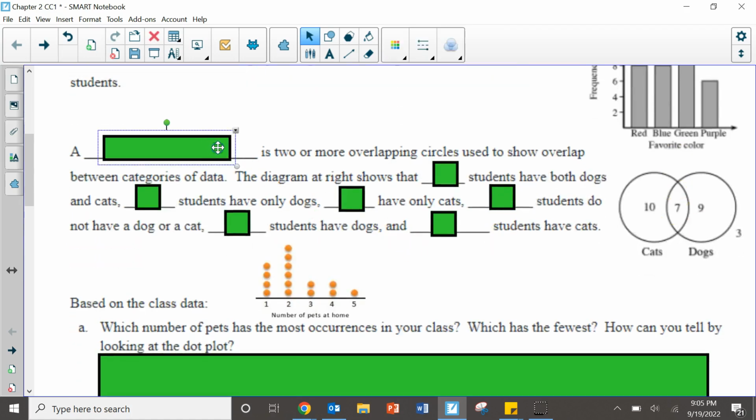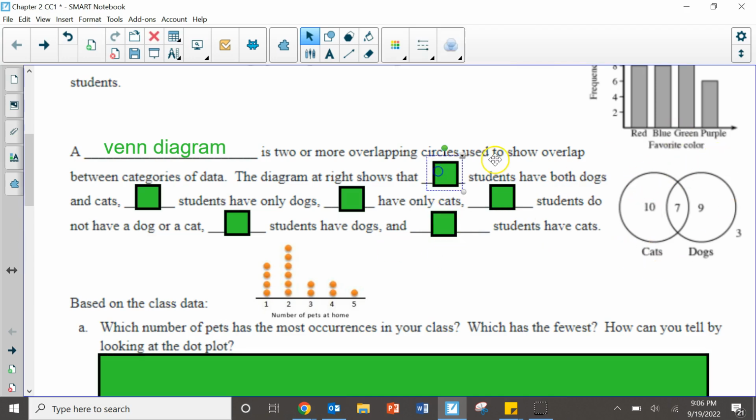The next one we're going to look at is a Venn diagram. A Venn diagram is two or more overlapping circles used to show overlap between categories of data. You may have seen these in English class, ELA, or something like that. It's used to compare two things that might have an overlap, something in common. So it's over here on the right.